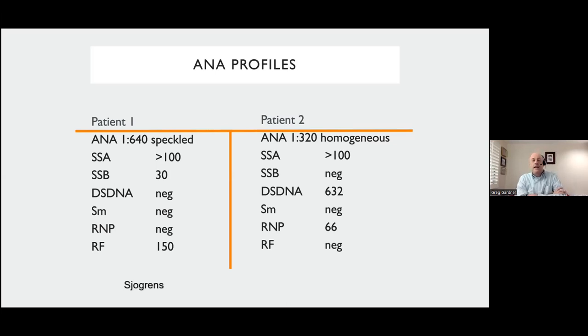Okay, this next one, patient 2. 1 to 320 homogeneous, SSA positive, double-stranded DNA positive, RNP positive. What do you think this is associated with? We have a few folks saying SLE. Yeah, that's SLE. Great.